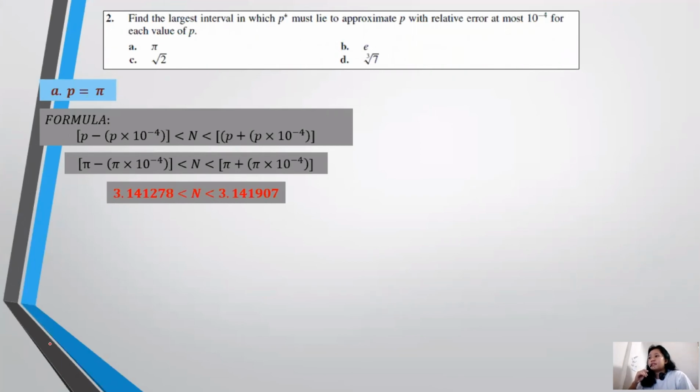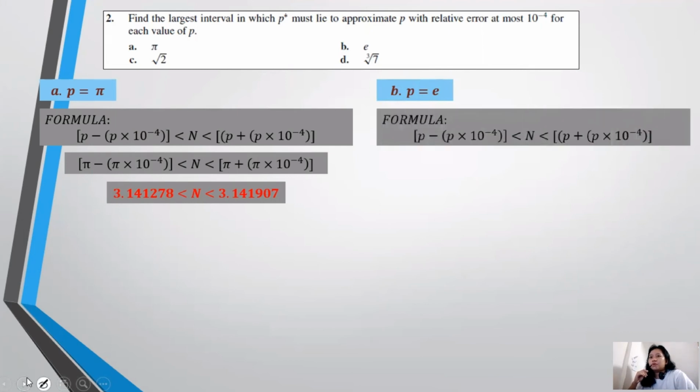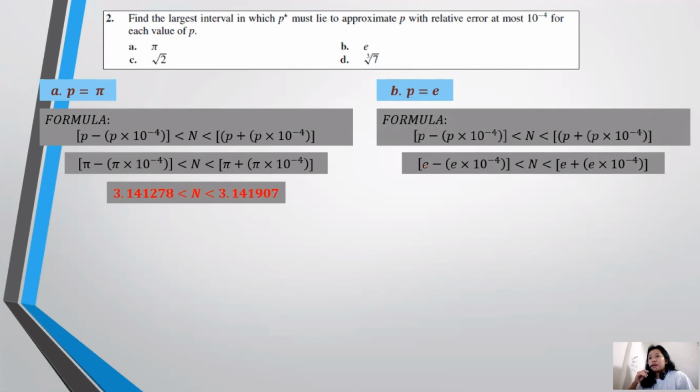And then next, the next value for our P is e. So using the same formula, let's just substitute the value for our e, which is the value for our P. So e minus the quantity of e times 10 to the power of negative 4 is lesser than n, but n is lesser than the sum of e plus e times 10 to the power of negative 4.